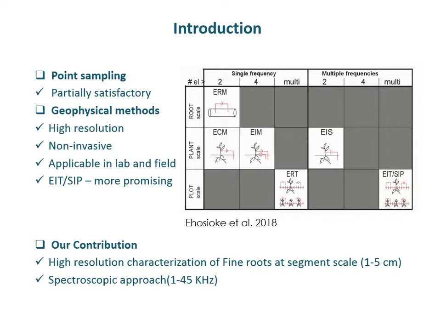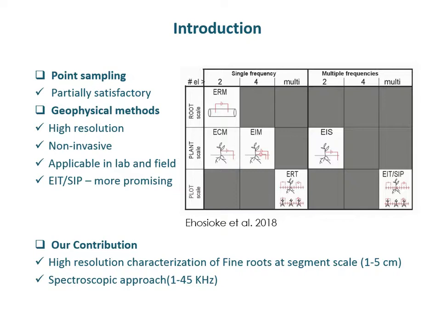Between the root scale and the plant scale, they were able to show that conduction and polarization occur at the roots. But with ERM, you can only measure the conduction, and at the plant scale, particularly with EIS, they were able to show that polarization takes place at the root. But when you look at the setup, the signal you measure involves the response of the stem, the soil, and the root. So with this method alone, we don't know the response of the root alone.